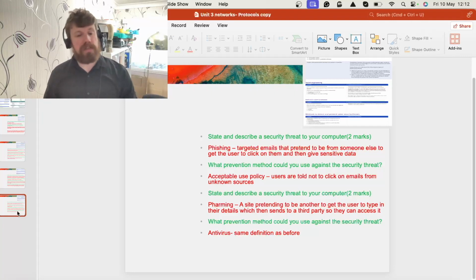Pharming is a site pretending to be another to get the user to type in their details, which then sends to a third party so they can access it. The easiest prevention method on this one is antivirus, and obviously that's the same definition as before.